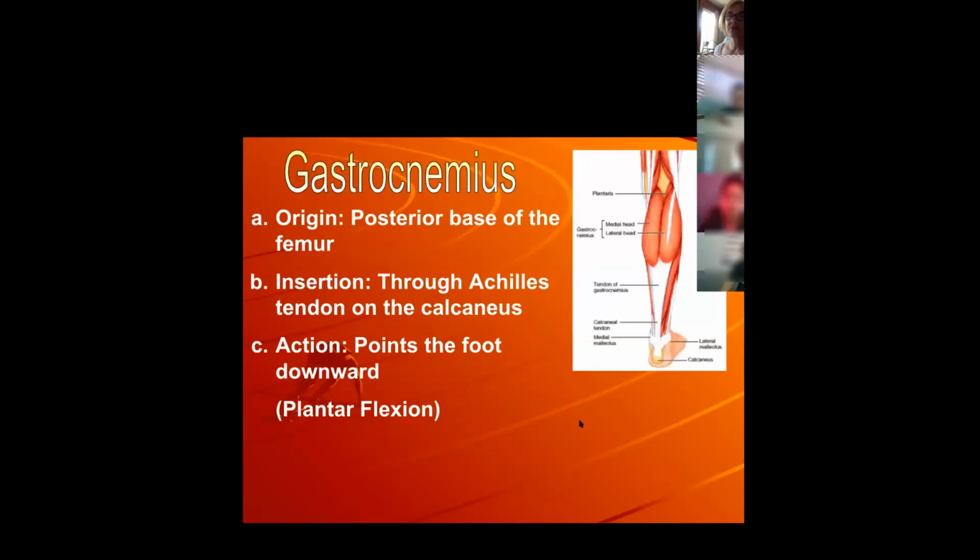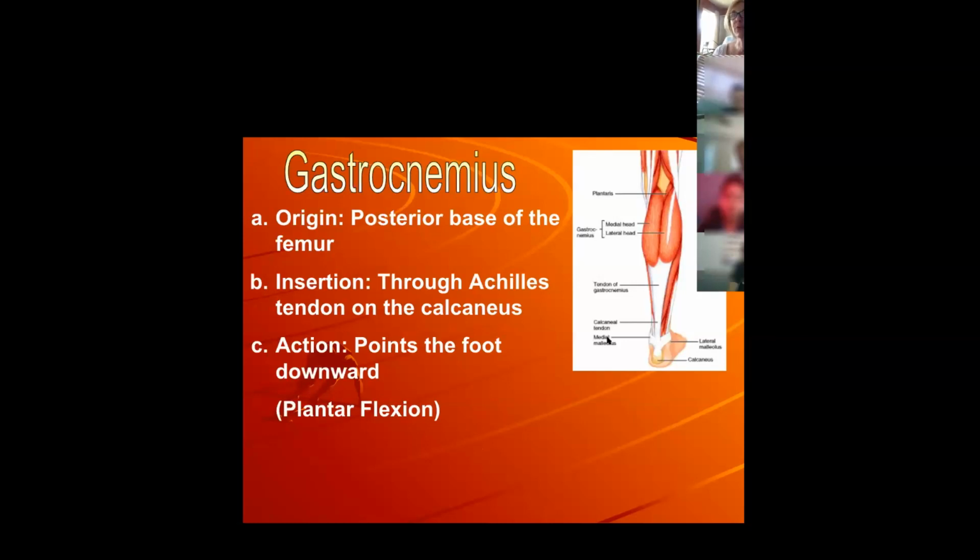On the backside, we have 2 muscles we'll name, and then we'll be done. The gastrocnemius and the soleus. They are synergistic, meaning they work together. So we learned the antagonistic, they do opposites. These are synergistic, so they do the same.